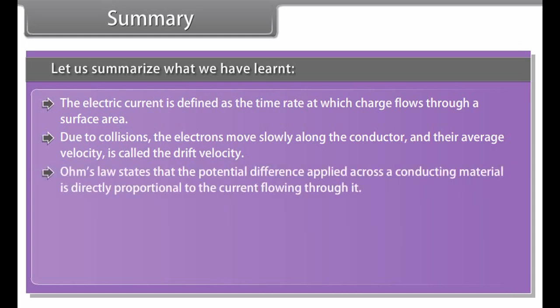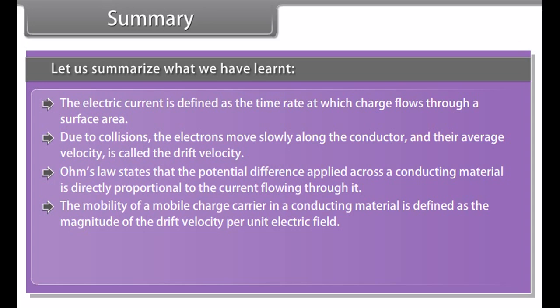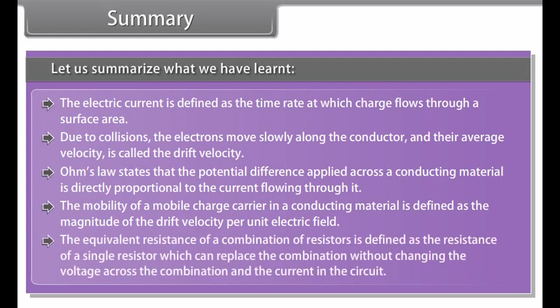Ohm's law states that the potential difference applied across a conducting material is directly proportional to the current flowing through it. The mobility of a mobile charge carrier in a conducting material is defined as the magnitude of the drift velocity per unit electric field. The equivalent resistance of a combination of resistors is defined as the resistance of a single resistor which can replace the combination without changing the voltage across the combination and the current in the circuit.